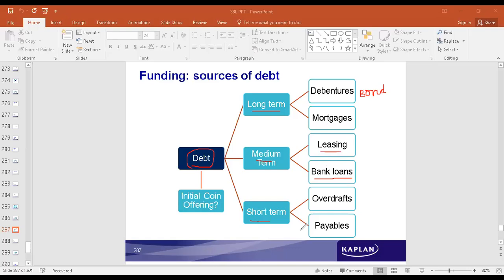Then we see the short term. In the short run, the facilities that are available is that the banks also allow them to overdraw more than what is available in the bank balance. So overdraft is one facility. The other facility is about the payables.